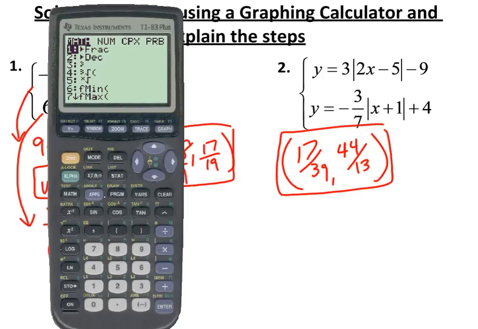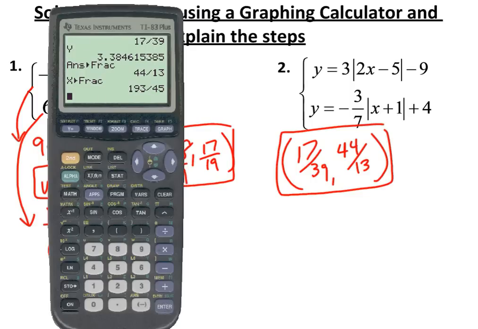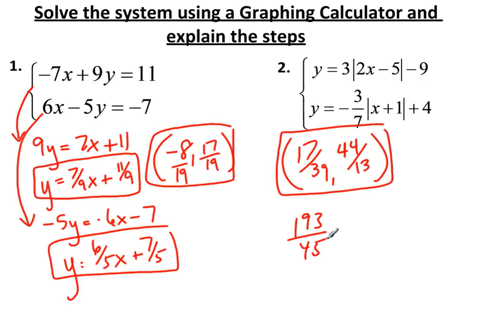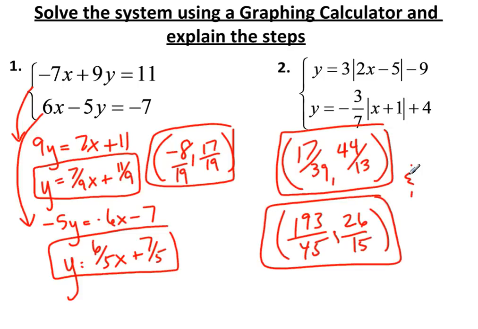And change x. Okay. Just to show you, change that to a fraction. And I'm going to go to y. And again, you could do this all in one step and change it to a fraction without looking at it. So now I'm going to get 193/45 and 26/15. So let's write that down so we have it. The reason we don't want to use the decimal is because if we were to substitute a rounded decimal into either of these equations, we would not get a true statement. That's why it's so important that we get the exact answer. So these are our 2 answers for this.